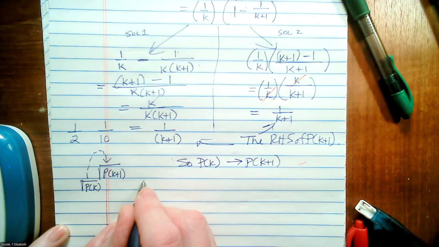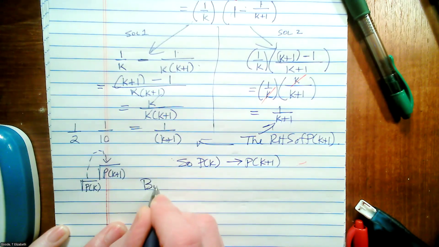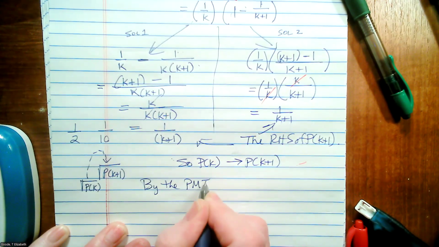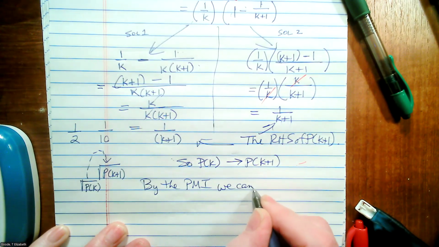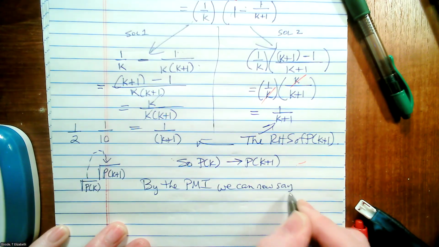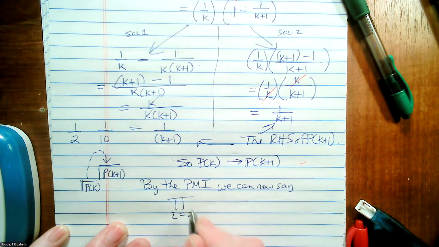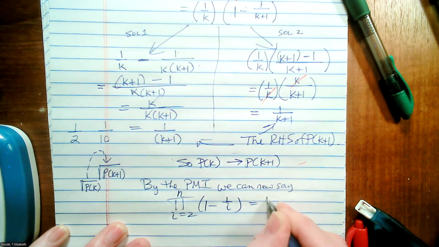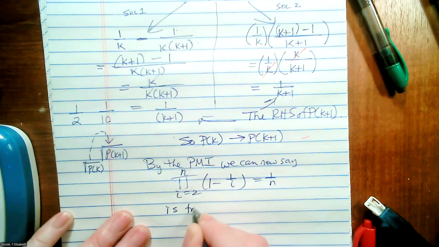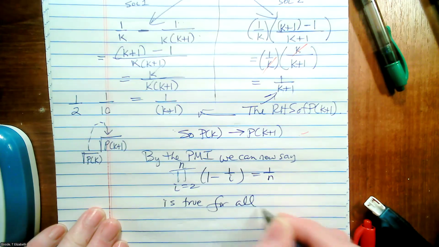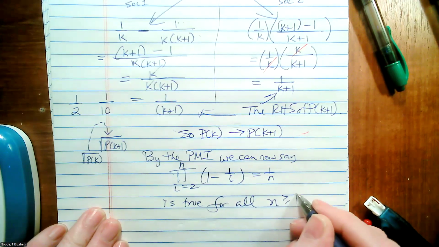And finally, we invoke the PMI, right? By the PMI, we can now say that the product from i equals 2 to n of 1 minus 1 over i is equal to 1 over n is true for all n greater than or equal to 2, excuse me.